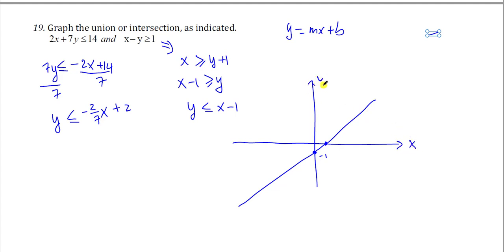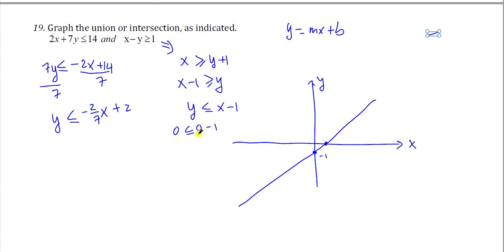Now, this is the inequality. So how do I know which region I should shade for my answer? We're going to pick a test point. Let's pick 0, 0 just for ease. 0, 0 to test here, 0 for y, 0 for x.